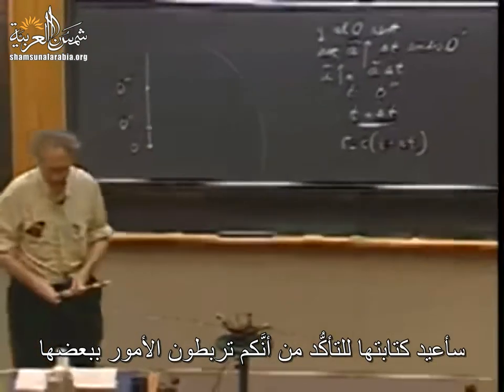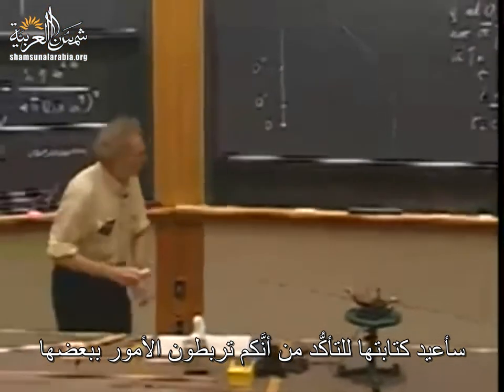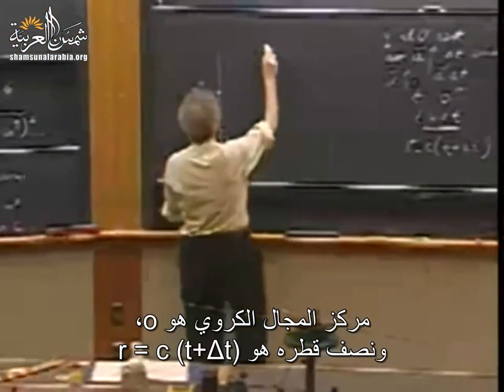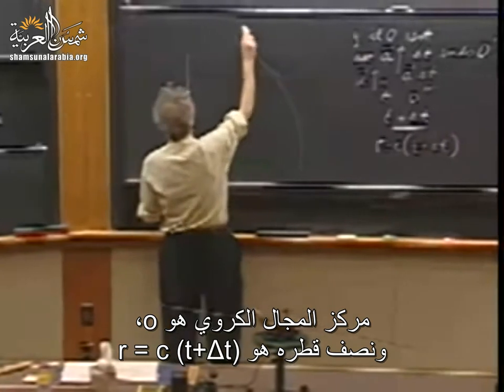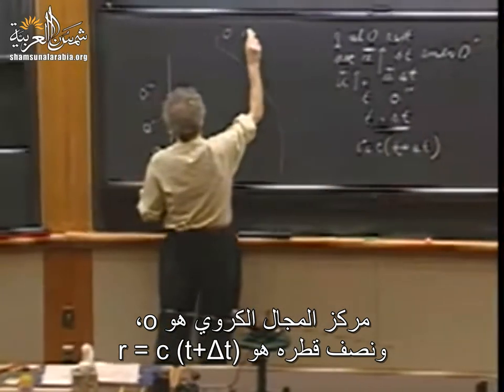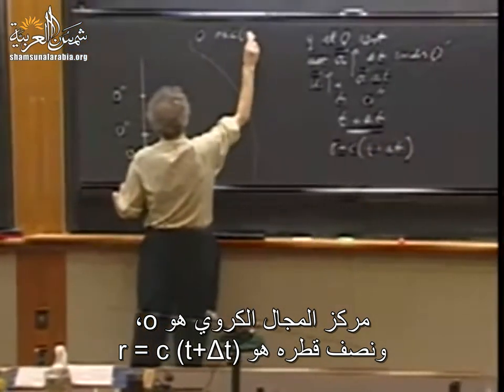So I will mark again to make sure that you can make a connection. So this one has its center at O, and the radius is c times (t plus delta t).